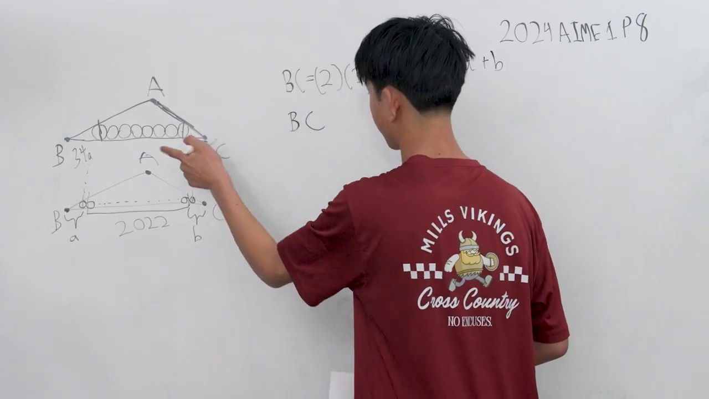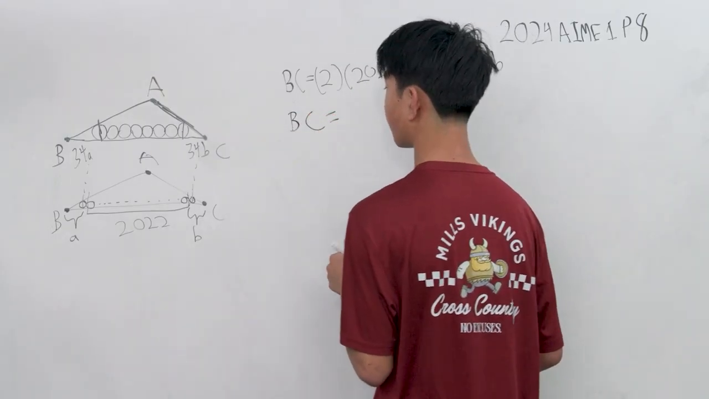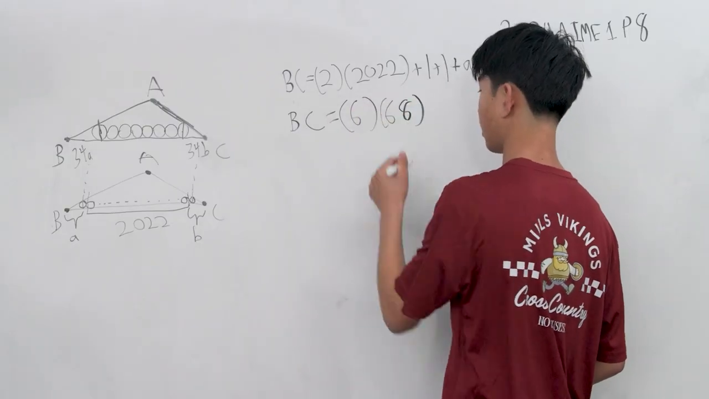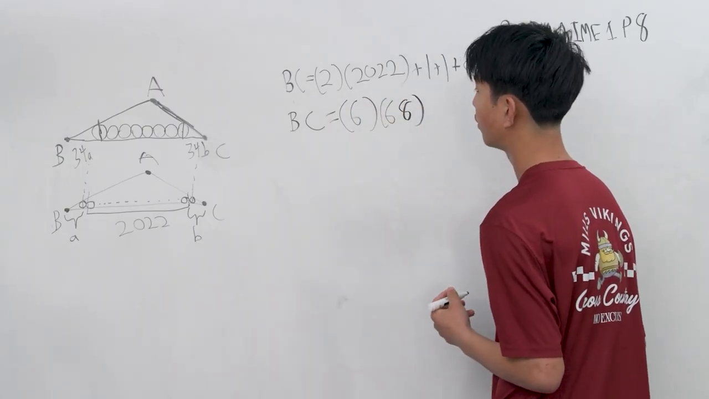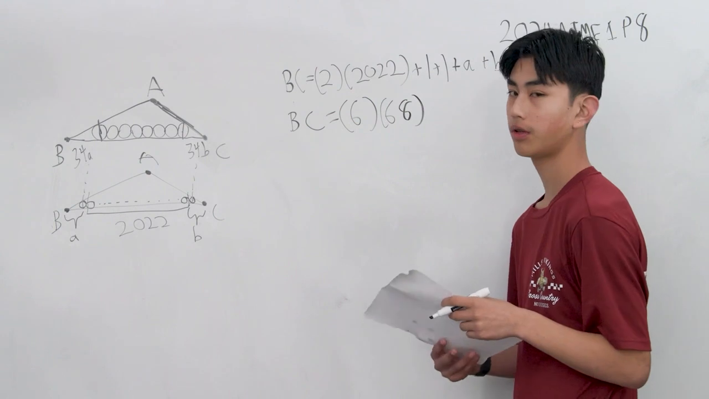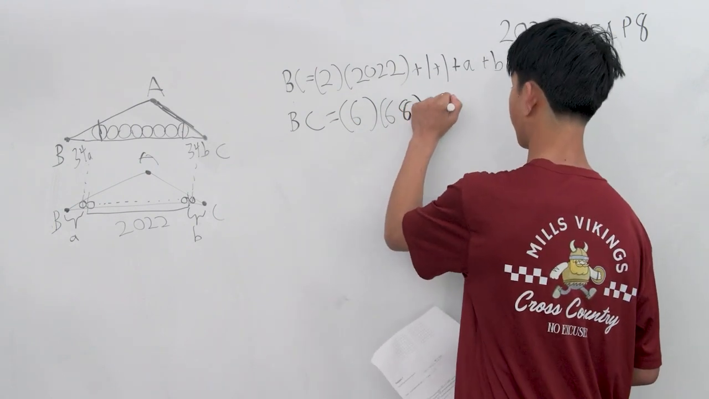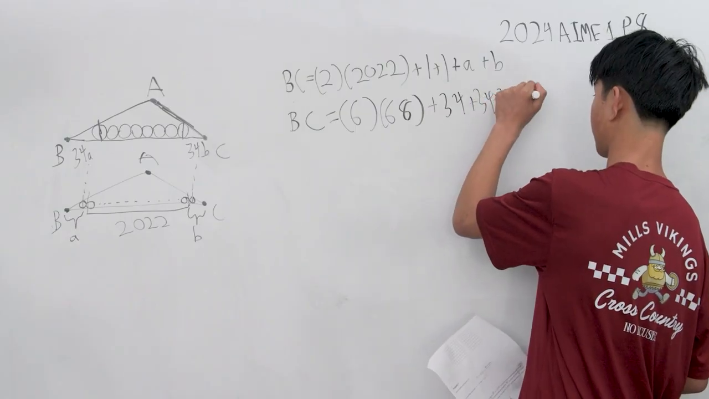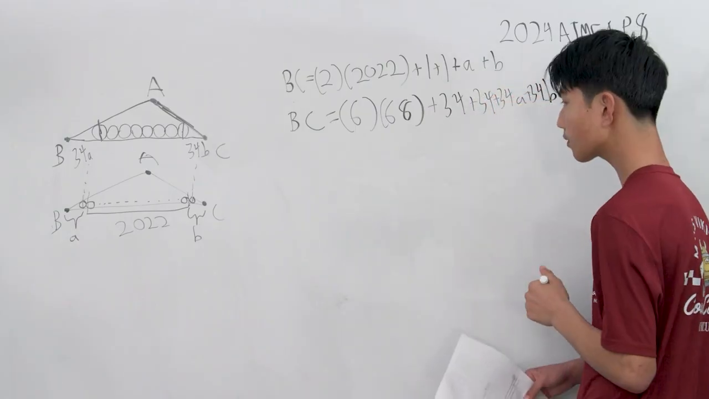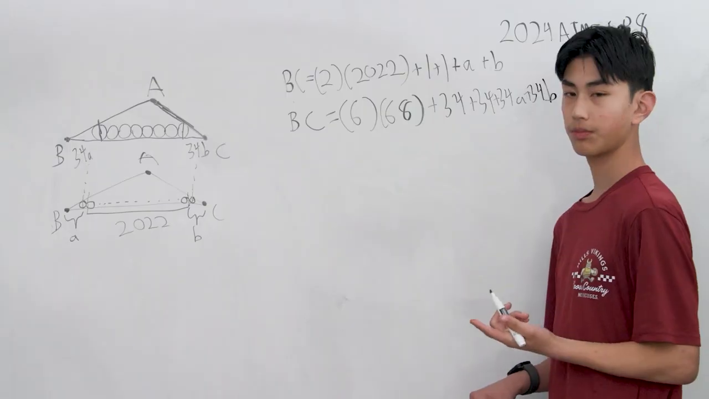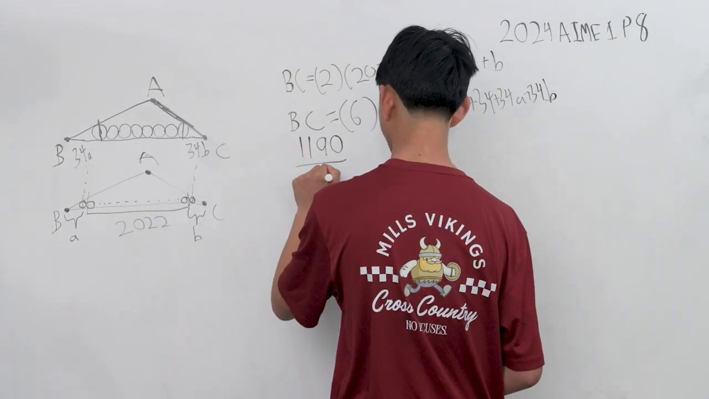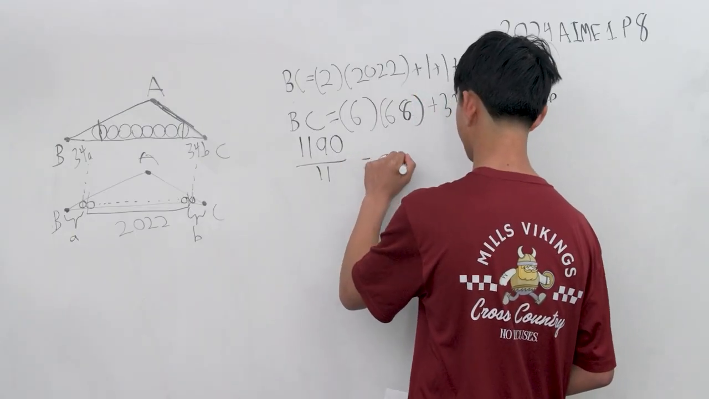Similarly, with this case here, we can do 6 times 68, because that's the diameter of the circle in that case, and then you add 34 plus 34 plus 34A plus 34B. Now, once you solve the systems of equations, you get 1190 over 11 equals A plus B.